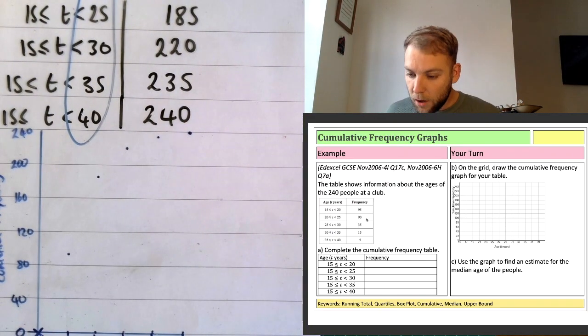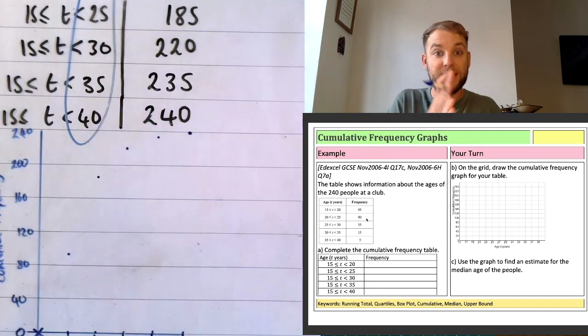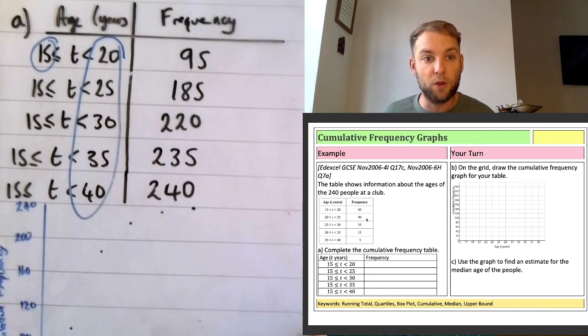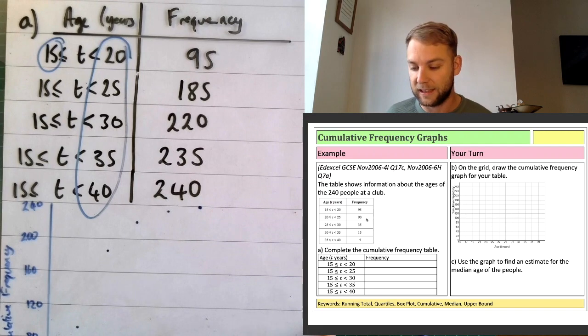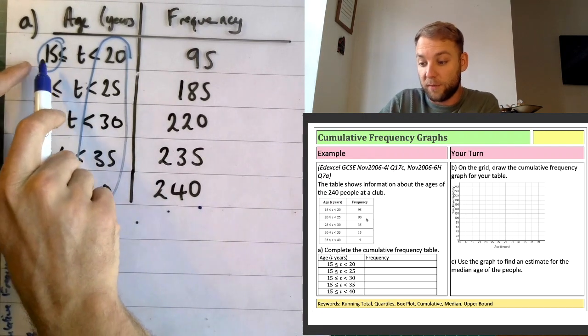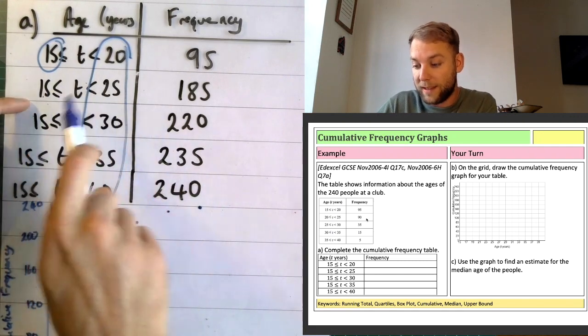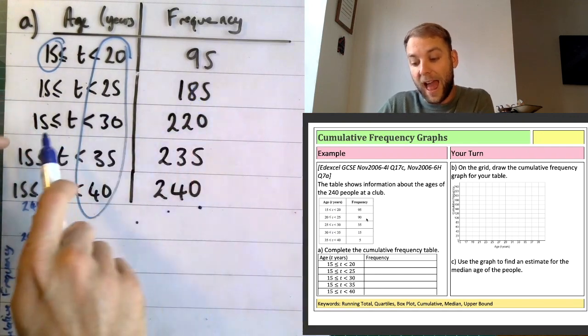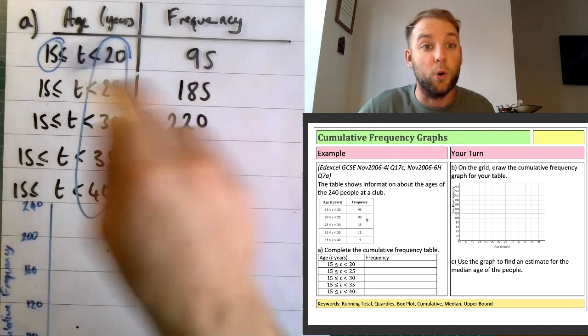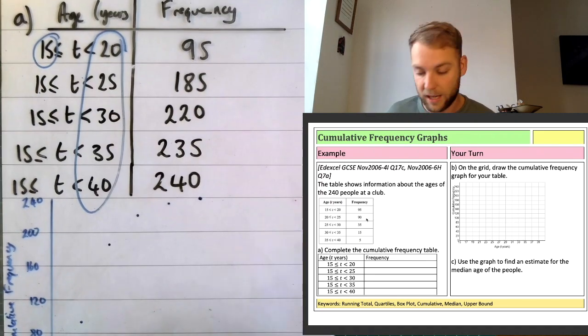Now, the reason that we're doing it from the upper bound is because it's everything between those points, and I want to really stress that because I want you to understand it. So this is everything between 50 and 20 is 95. Everything between 15 and 25 is 185. Everything between 15 and 30 is 220. So you've got to really think about those.